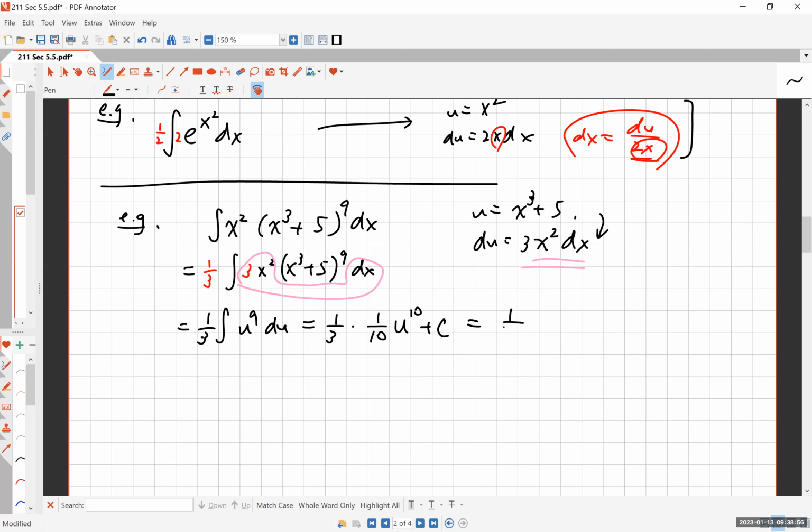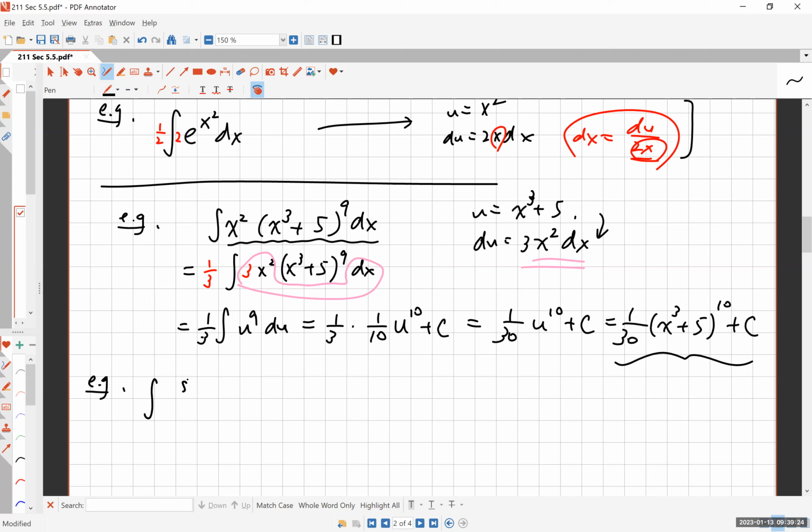And of course, this is 1/30th u to the 10th plus c, and that is 1/30th (x cubed plus 5) to the 10th plus c. Okay, there's no way you could have done this without u-substitution. This is not something easily doable unless you have some kind of u-substitution, right? But once you know this thing, it's very, very simple.